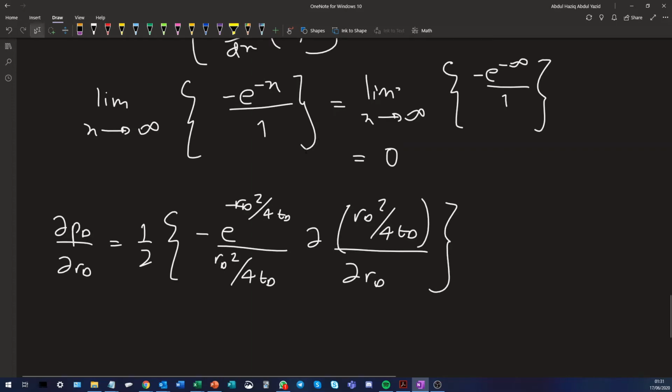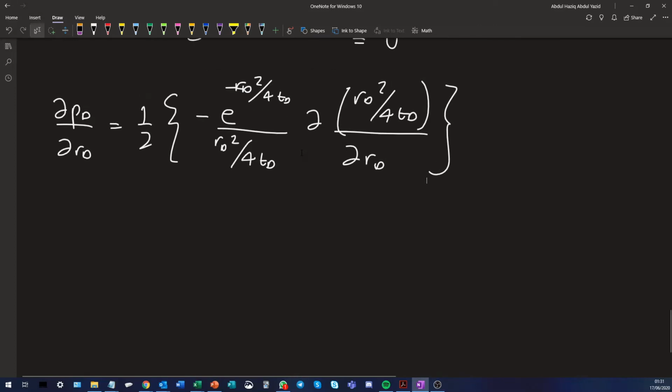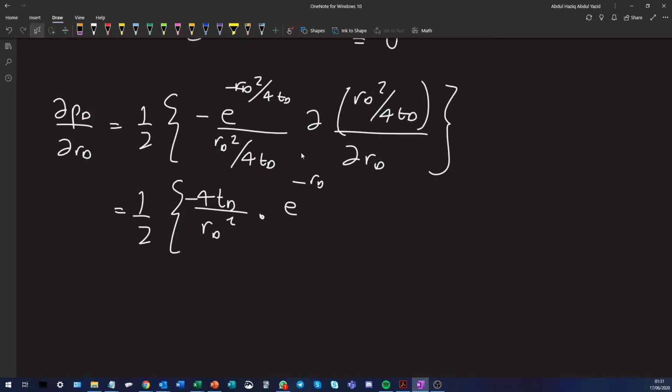Okay, now this looks like a bit of a mess, but we can actually easily clean this up. So the half still remains on the outside. We can take out the negative, so negative 4t_D over r_D squared. We have a negative e to the r_D squared over 4t_D. And now we need to differentiate this bad boy over here. So again, 4t_D with respect to r_D is just a constant, so we can take this out. And we're now just doing ∂ r_D squared over ∂ r_D.